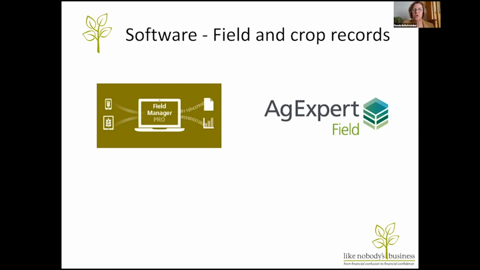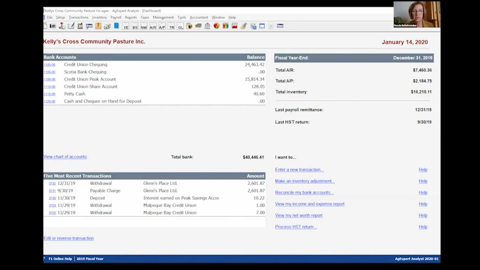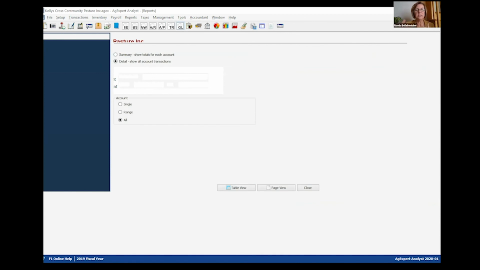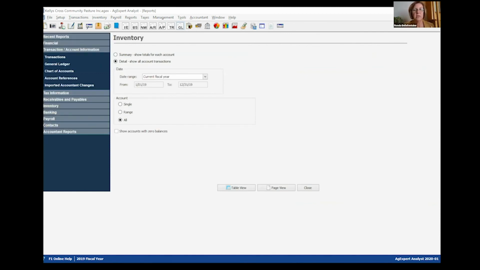So now I'm going to change what I'm sharing with you, and I'm going to go first to the desktop accounting software. I don't usually share people's financial information, but the Kelly's Cross Community Pasture is an organization that I do administration for, and their records are public if you go to their annual meeting. So you would be able to see this information anyways. And what I wanted to illustrate here is, let's move something out of the way. I wanted to illustrate how detail is important.